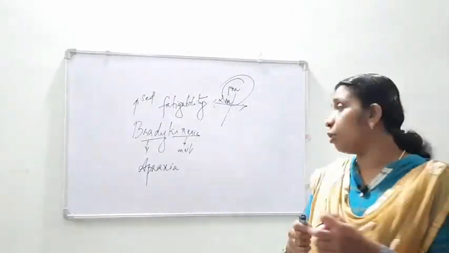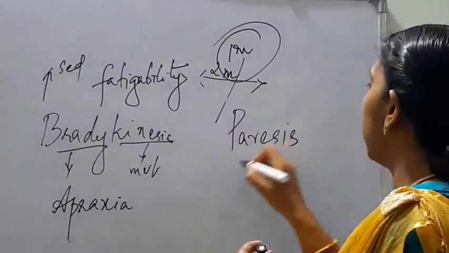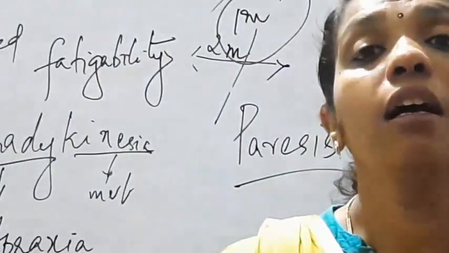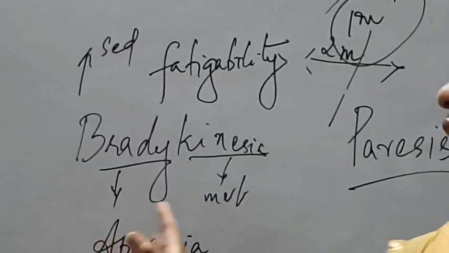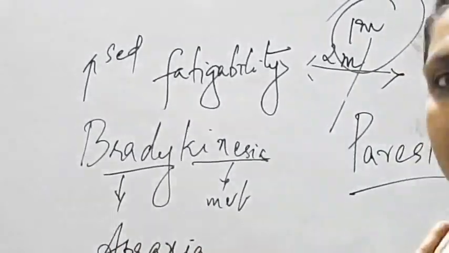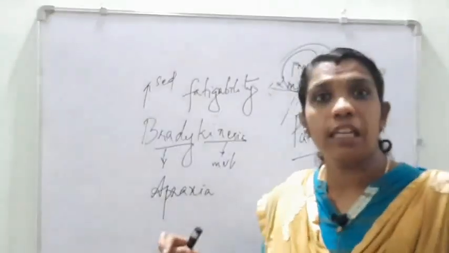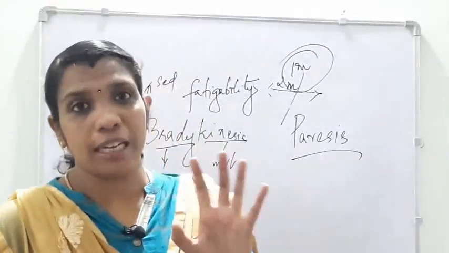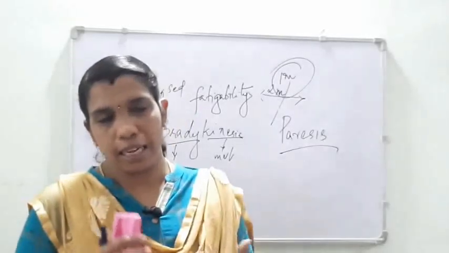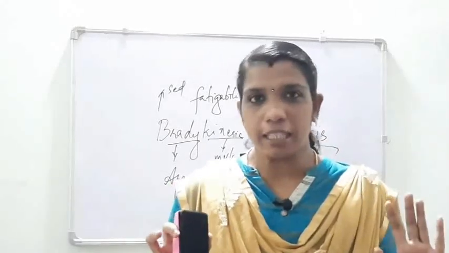Then there is another term known as paresis. Paresis is also a weakness, but the weakness is mild or moderate in case of paresis. In paralysis the weakness is complete and severe. In paresis the weakness is mild or moderate. These are the terms you should understand before understanding paralysis, that is, upper motor neuron lesion and lower motor neuron lesion. You are happy with these terms, is it not?